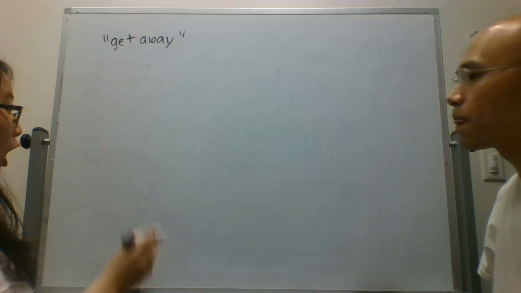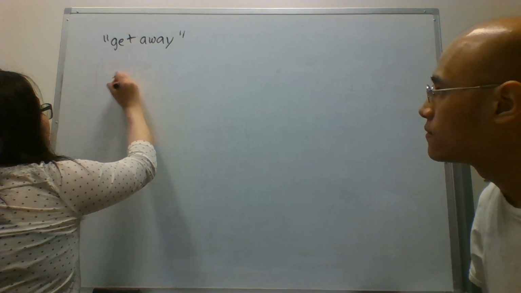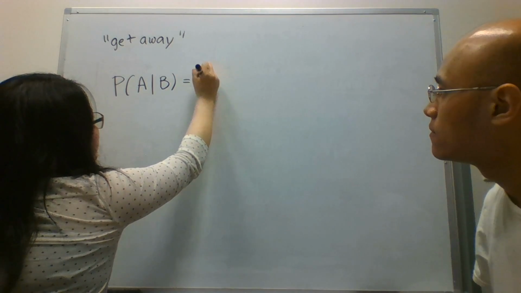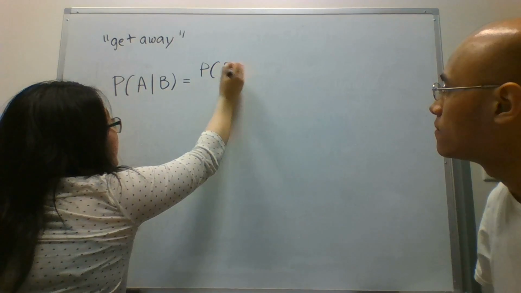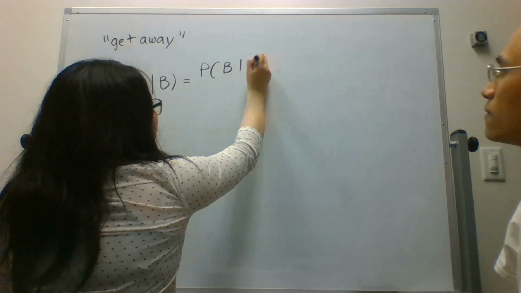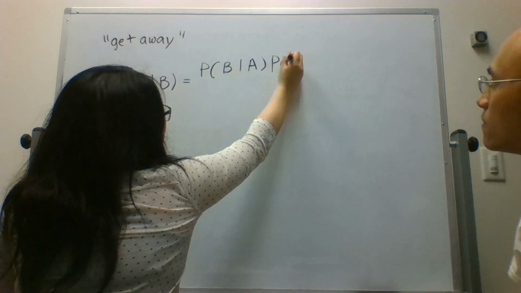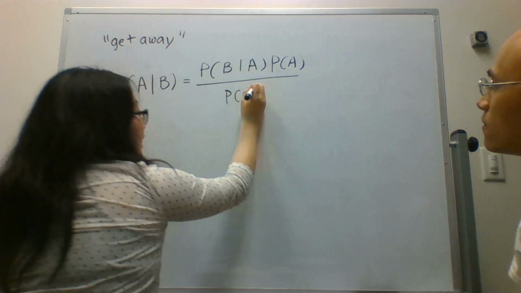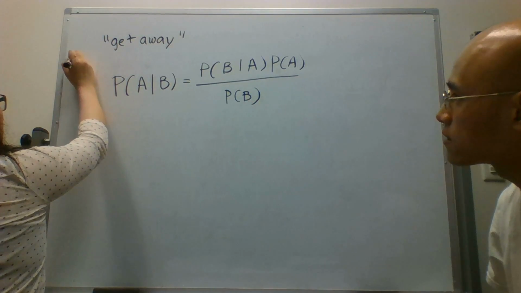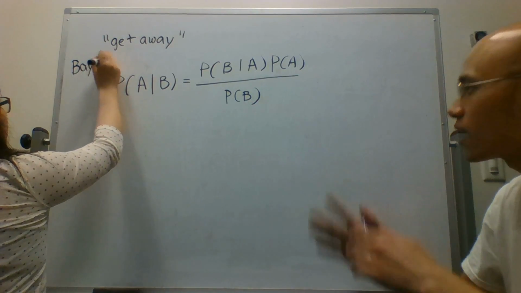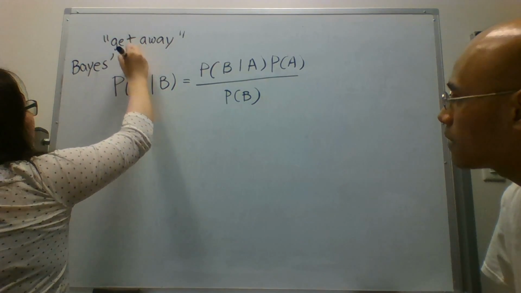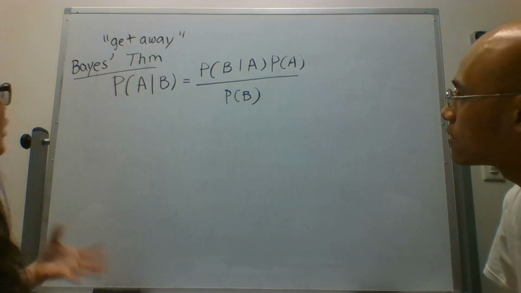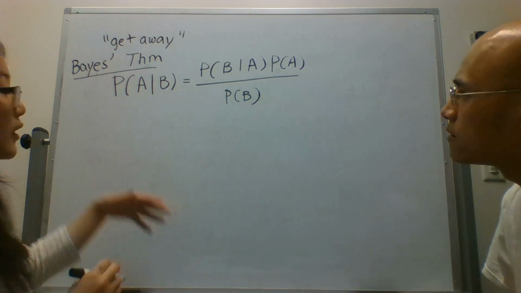Recall Bayes' rule, which is that the probability of A occurring conditioned on B is equal to the probability of B conditioned on A multiplied by the probability of A occurring, over the probability of B. So this is Bayes' rule, or Bayes' theorem. And from a natural language point of view, we can do something very similar.